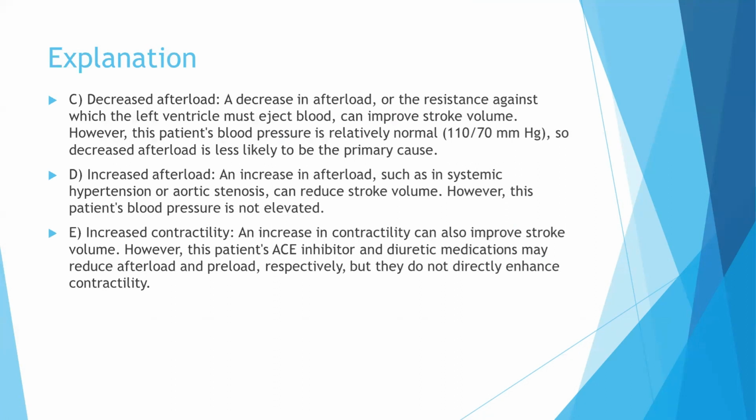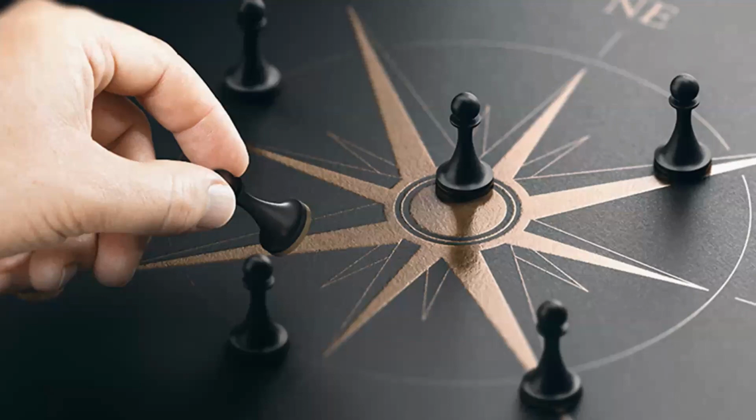An increase in the afterload, such as in systemic hypertension or aortic stenosis, can reduce the stroke volume. However, this patient's blood pressure is not elevated. The increase in the contractility can also improve the stroke volume. However, this patient's ACE inhibitor and diuretic medications may reduce the afterload and preload respectively, but they do not directly enhance the contractility.